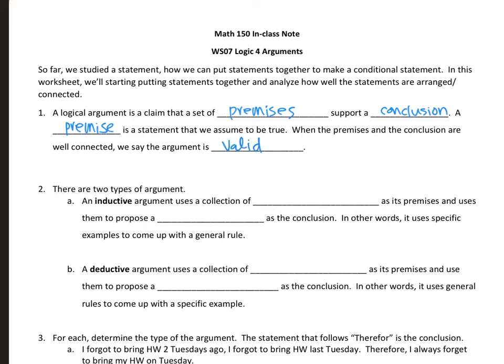So when it comes to arguments, we talk about the validity of the argument. Before, we talked about whether a statement was true or false. Now we're going to talk about whether an argument is valid or invalid. All right.